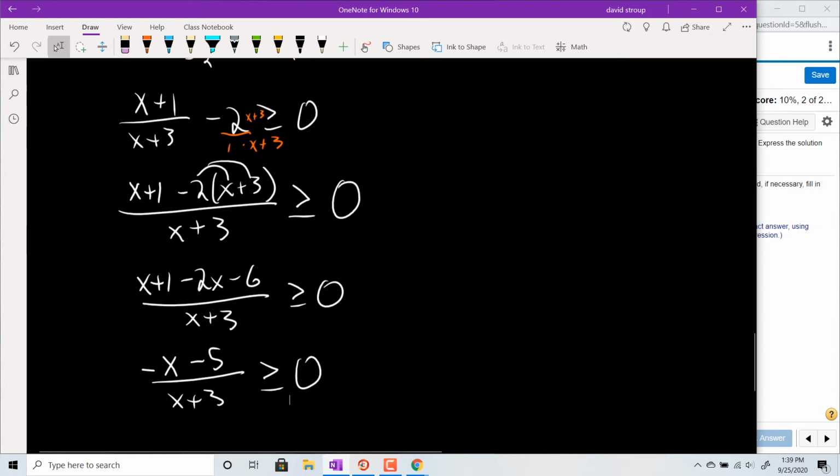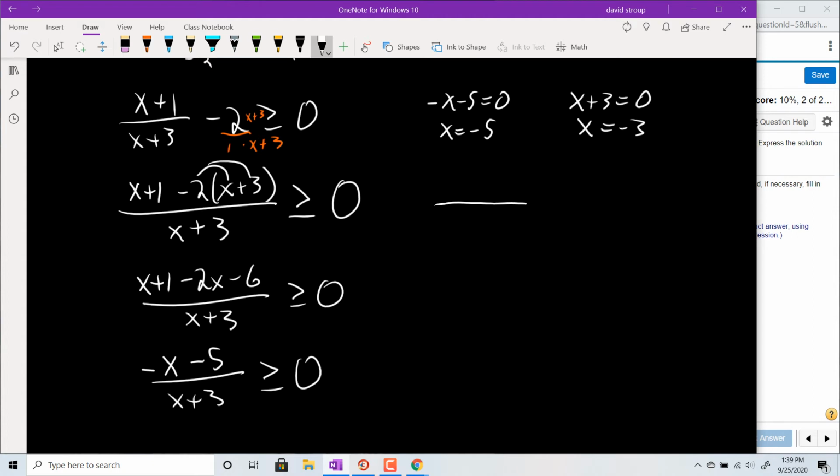At this point, you're going to set the numerator and denominator equal to 0, and those are going to be your boundary points. So I'm going to take negative x minus 5 and set it equal to 0. I'll get x is negative 5. And I'm also going to do the denominator. So I take x plus 3 and set that equal to 0, and I get x is negative 3. Then I'm going to plot those 2 points.